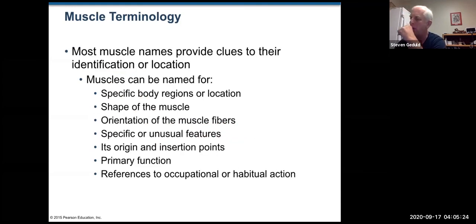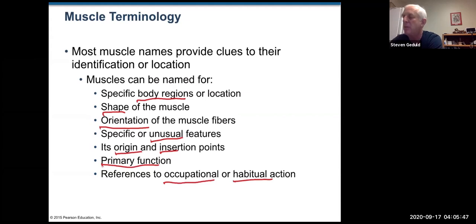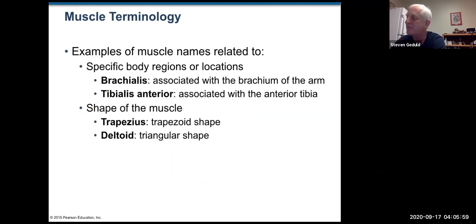Okay. Muscles can be named according to where they're attached. They can be named for their specific body region, where they're located. They can be named by their shape, their orientation, unusual features, origin and insertion, their primary function, or can represent occupation or habitual action. So basically, you pick anything you want from muscle and you can justify it. So there's no system for any muscles. That's just how they named them. They can pick any of those they want and name a muscle however they want to do it. Makes it real convenient for all of us, right? To memorize all these things.